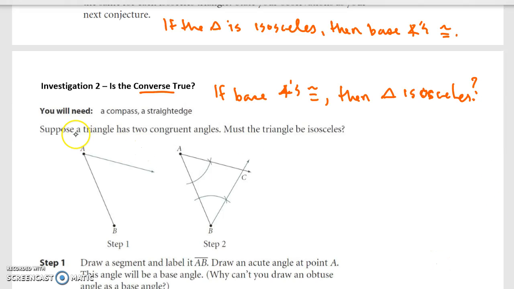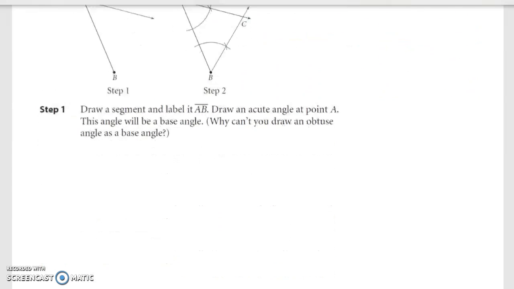So what we want to say here is, suppose a triangle has two congruent angles, must it be isosceles? So we're going to draw a segment AB. This is going to be our base. Okay? Then we are going to draw a segment and draw an acute angle at point A.